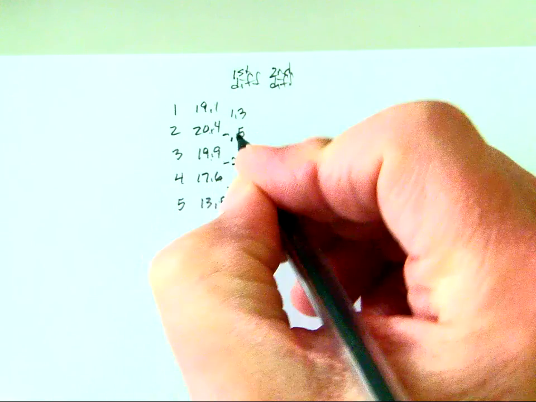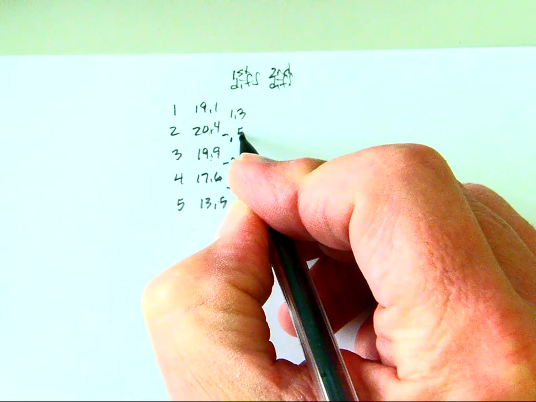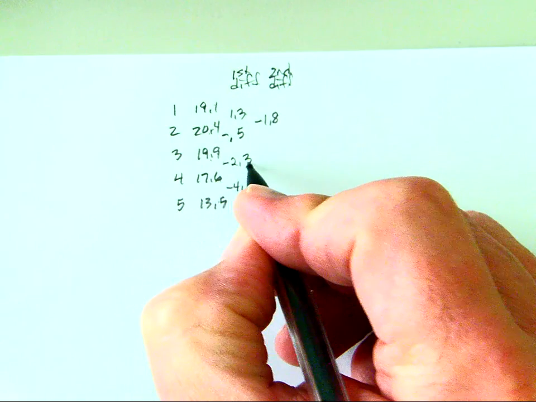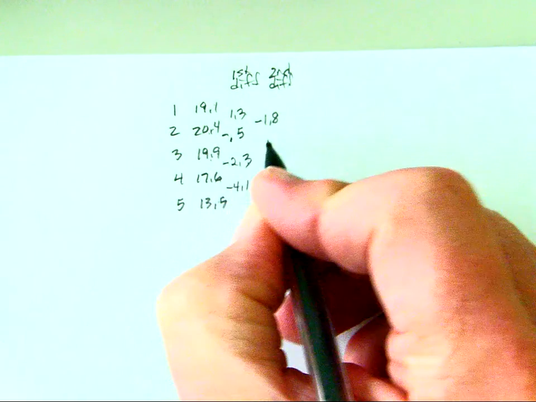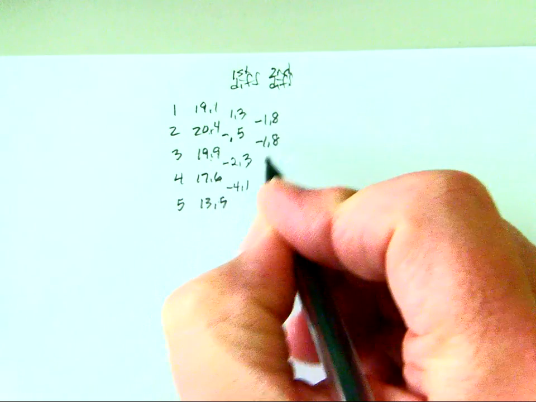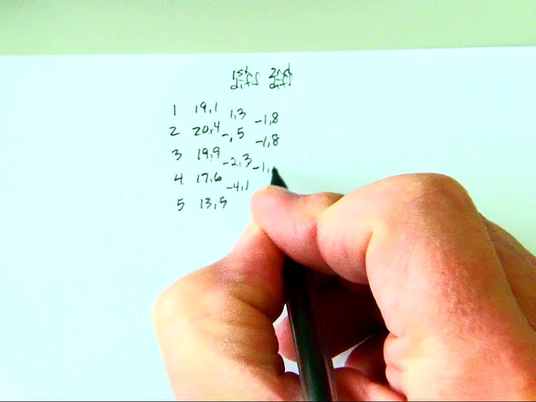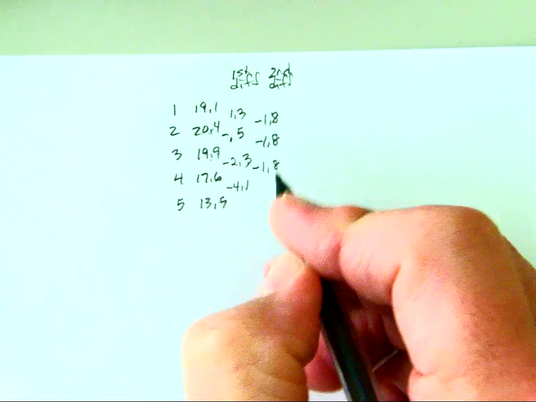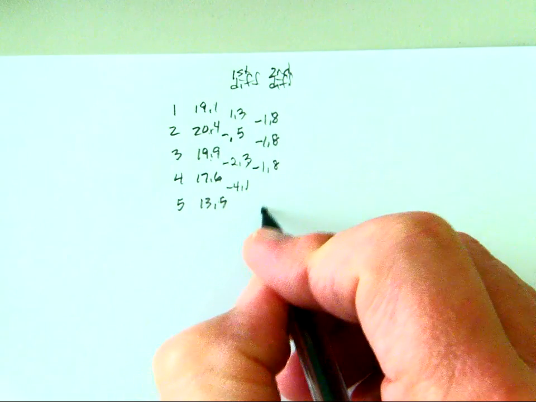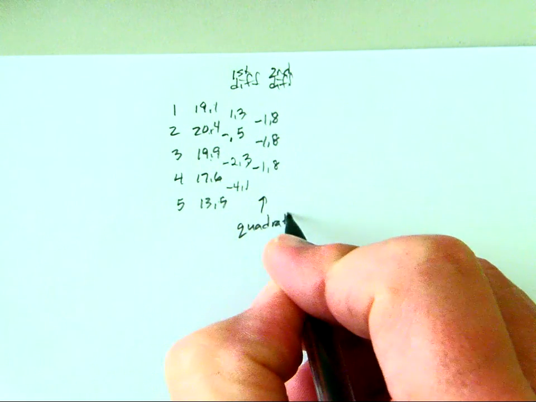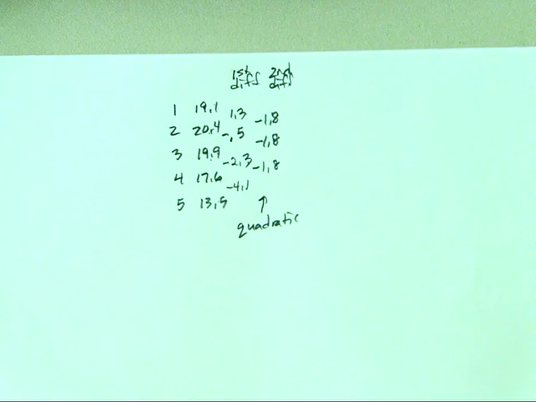Now we subtract those numbers. Well, negative 0.5 minus 1.3 is a negative 1.8. Negative 2.3 minus negative 0.5 is negative 1.8. Negative 4.1 minus negative 2.3 is a negative 1.8. Now notice those second differences all match. That tells you that this is a quadratic. So that's how you can tell from the table if it's a quadratic or not.